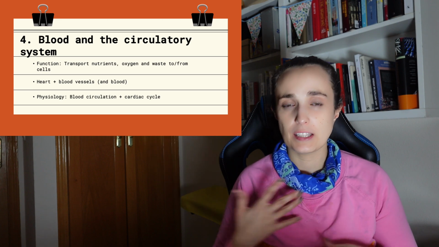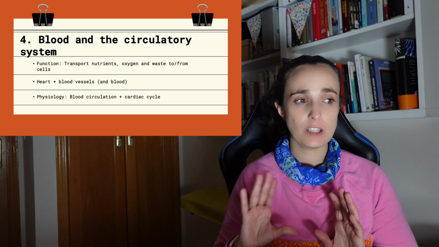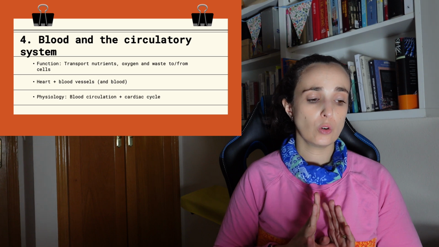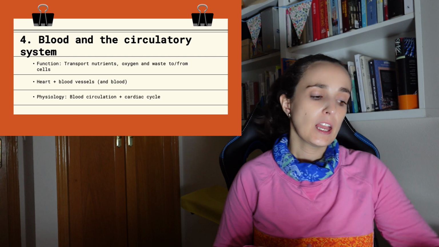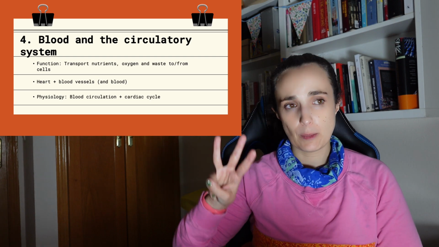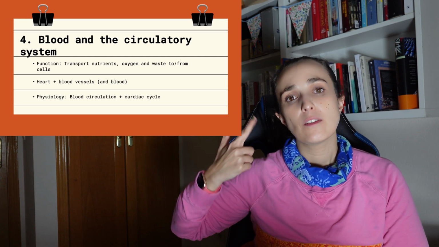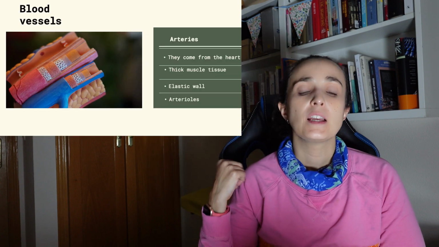So how is the circulatory system organized? We will divide it into two parts, the vessels and the heart, okay? For the vessels, we have three types: arteries, veins and capillaries.